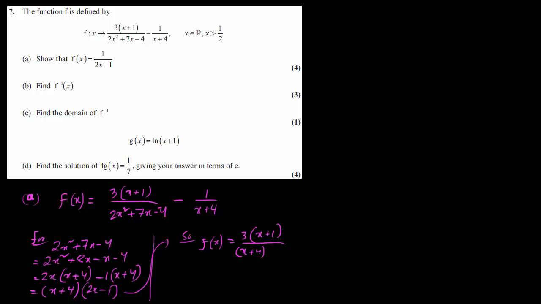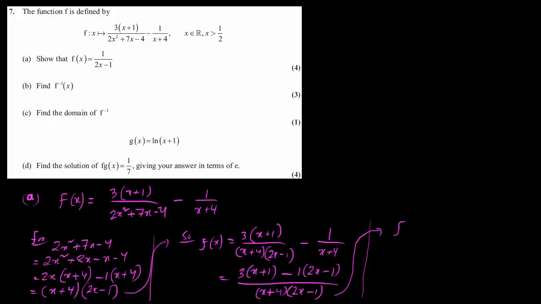So what we can do over here, f(x) equals (3x + 1) divided by (x + 4)(2x − 1), minus 1 by (x + 4). Now we can take (x + 4) as the LCM, and the leftover is (2x − 1). So (x + 4)(2x − 1) matches, so what we have is 3x + 1 minus, x + 4 matches, which is 1 into (2x − 1).